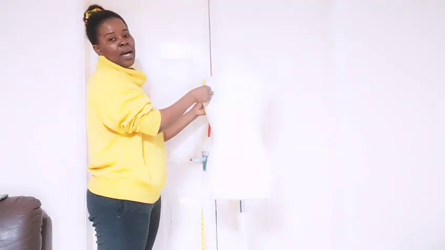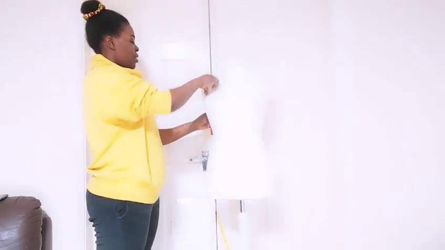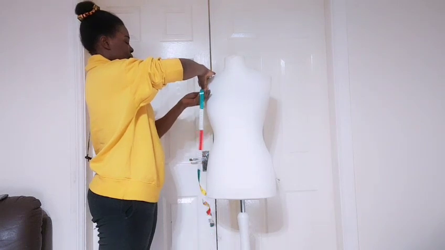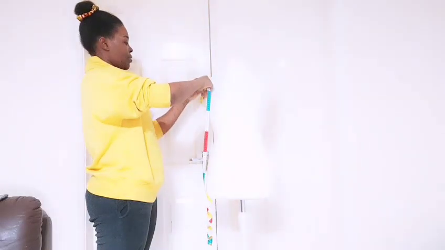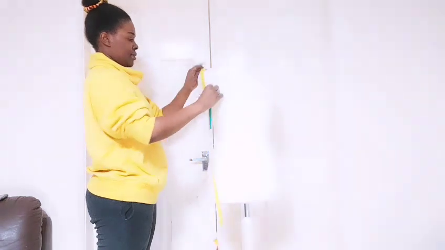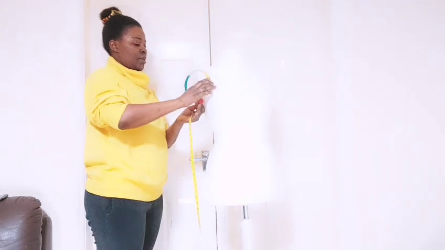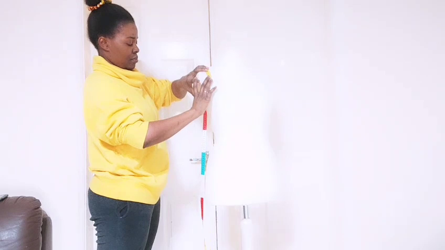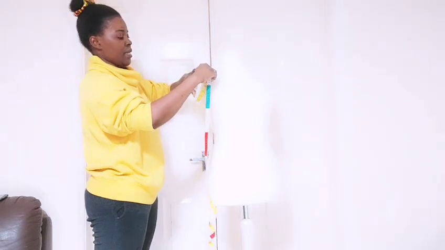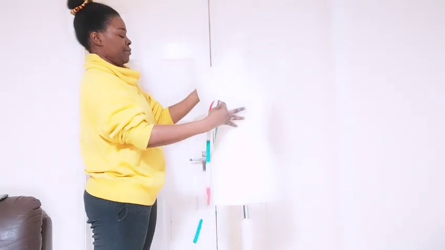Then there's what they call armhole. Your armhole is just round your arm like this, going round like so. This is how you make your armhole. So this is how we get our armhole, round your arm, yeah.